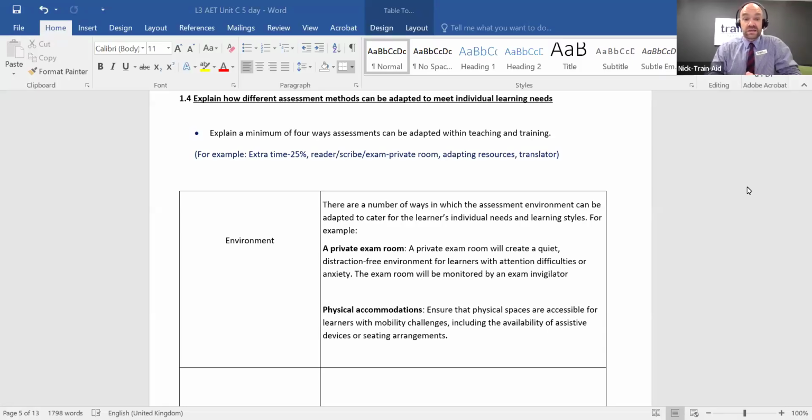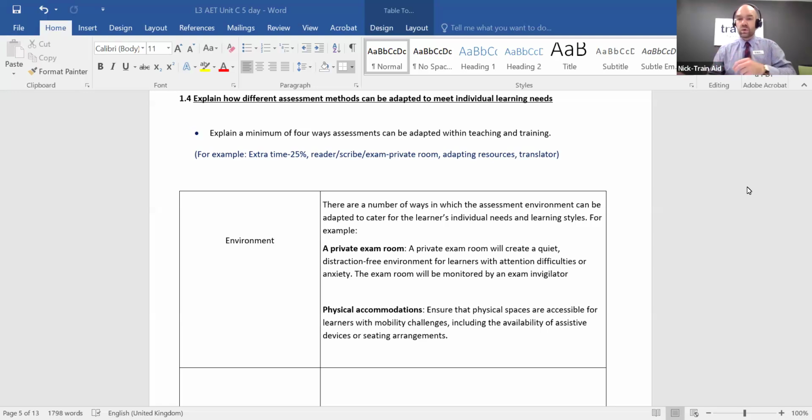My name is Nick, and in today's video we are looking at the Level 3 Award in Education and Training, and we're investigating how to answer question 1.4 on Unit C, which is explain how different assessment methods can be adapted to meet individual learning needs. So for this question, we're thinking of you as an assessor and how we can make adjustments to assessments to make them more accessible and supportive for our learners.